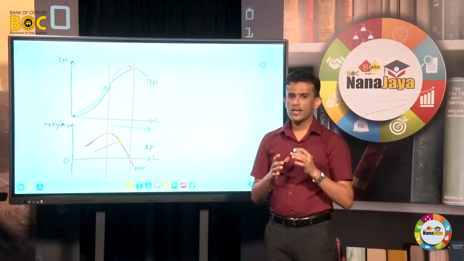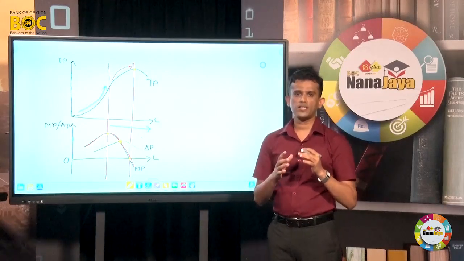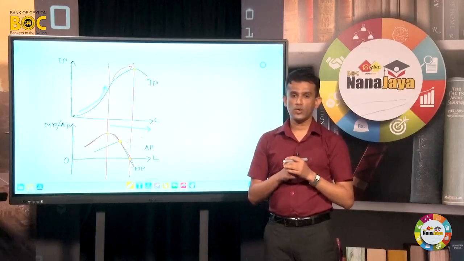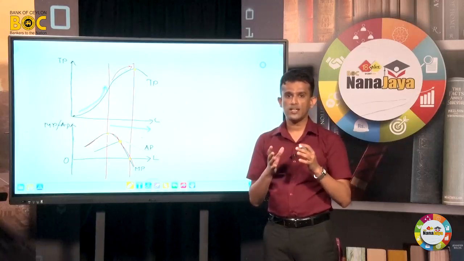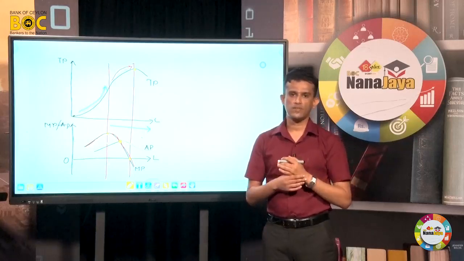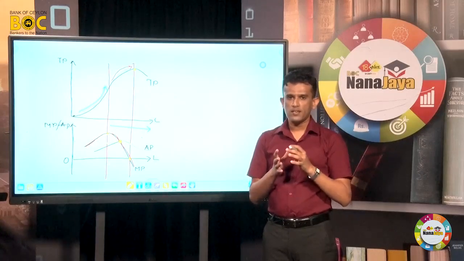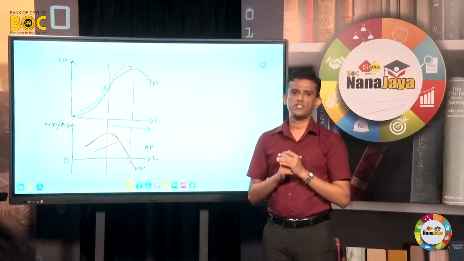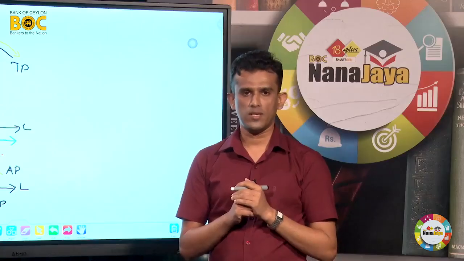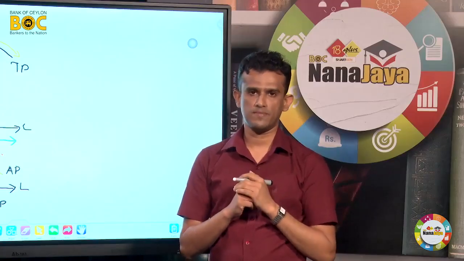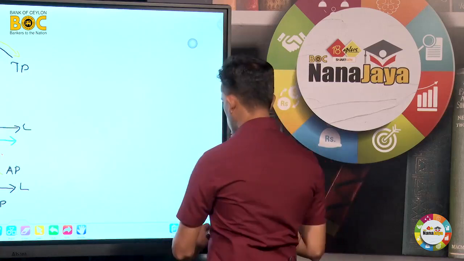So, this exact relationship between the product curves should be there with you in order to answer the questions regarding the application of the law of diminishing returns. Here we explain the behavior of product curves, the behavior of short run product curves, based on the law of diminishing returns. Right. So, we will go to the question.